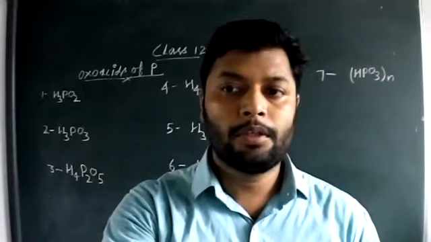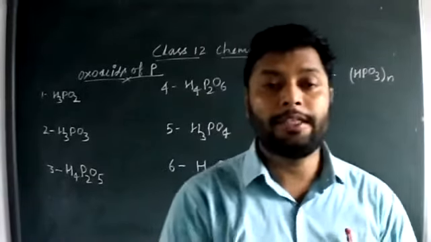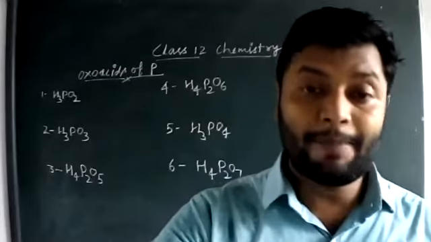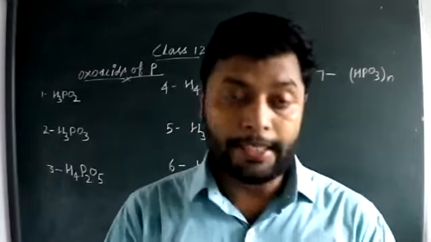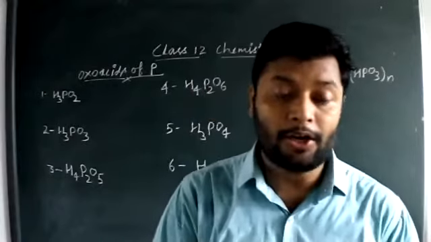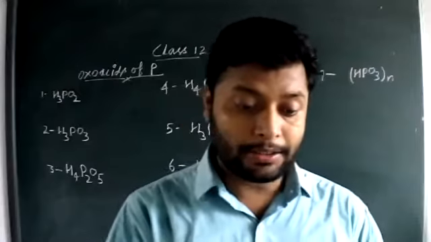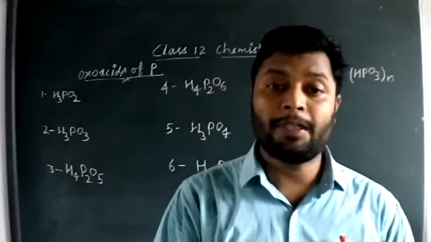Actually, today we are going to study one of the tables given in the NCERT, that is table number 7.5. That actually contains the different oxoacids of phosphorus, their formula, structures, and the methods of preparation in the laboratory.